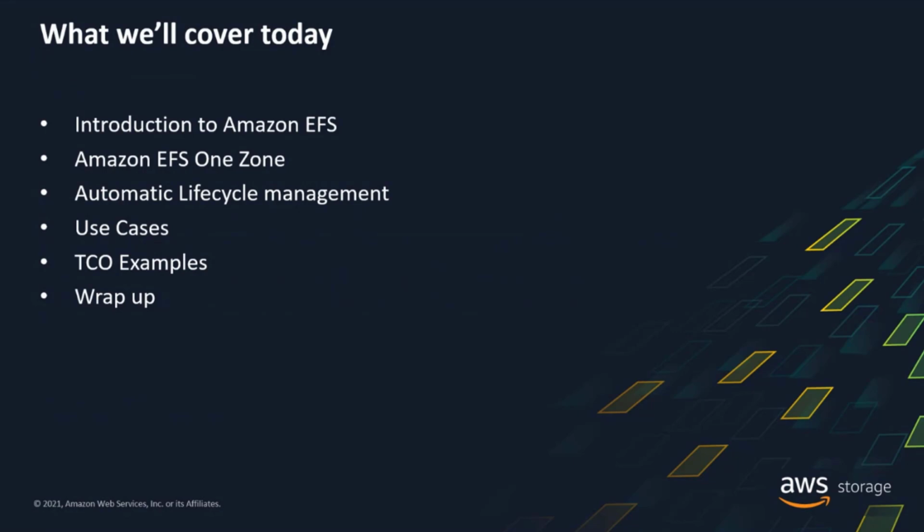Over the next hour, I'll show you how Amazon EFS and Amazon EFS OneZone specifically can meet both your technical and cost requirements. We'll start with an introduction to the service, where I'll recap the key features and capabilities of Amazon EFS, and then introduce you to our OneZone storage classes, launched in March 2021, and available in all regions where EFS is available. We'll then talk about EFS's automatic lifecycle management capability, a key part of its automatic cost optimization feature, and follow up with some use cases, TCO examples, and wrap up with pointers to resources for further information. If you have questions during this presentation, please feel free to use the Q&A feature of the webinar platform to post your questions, and we'll be happy to address them for you.